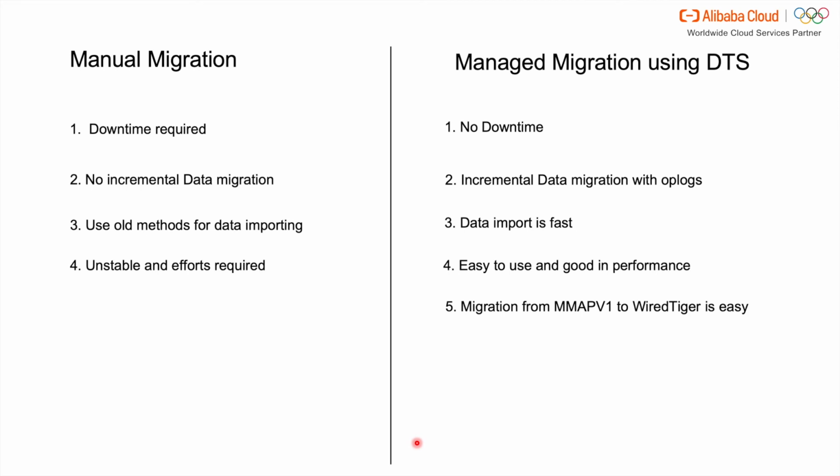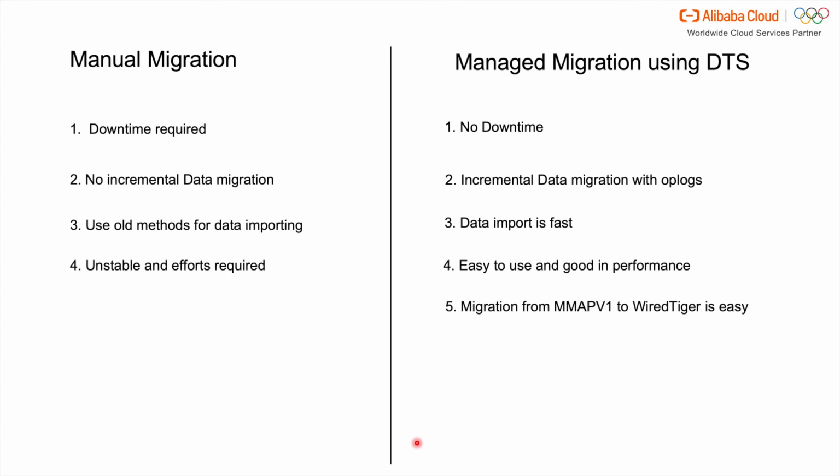But in DTS, the Data Transmission Service, you don't need to go through all of these things. Then in manual migration, you cannot do incremental data migrations. For example, you need to create various replication topologies first, and only then can you do it. But in DTS, it comes automatically, so you can do incremental data migrations with oplogs.